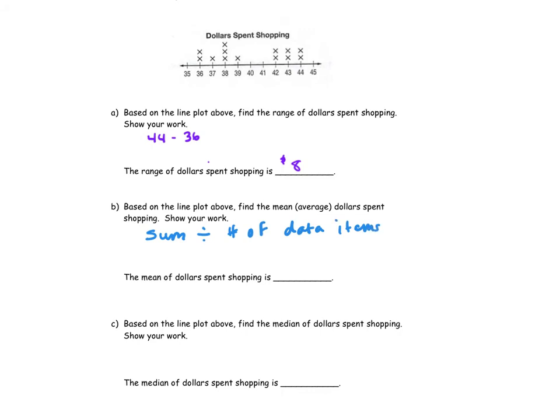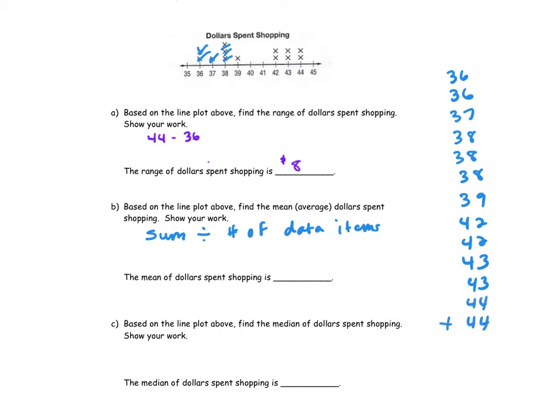So just to be clear, as I look at this line plot, here's what I'm going to be adding. I'm going to add 36 plus 36, which are here and here, 37. Then I see 3 38s, 39, and then there's no 40, there's no 41, but I see 2 42s, 2 43s, and 2 44s. So would you pause and use your calculator and find that sum or that total?